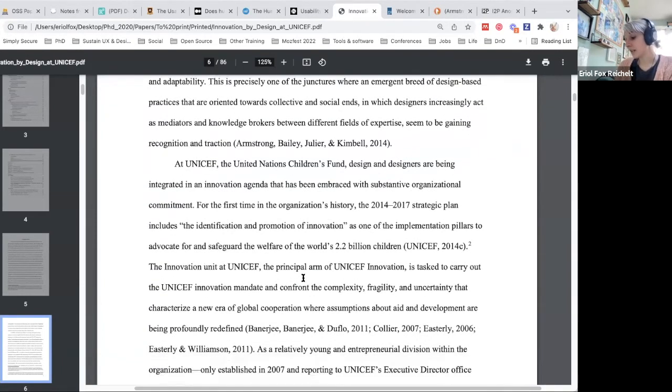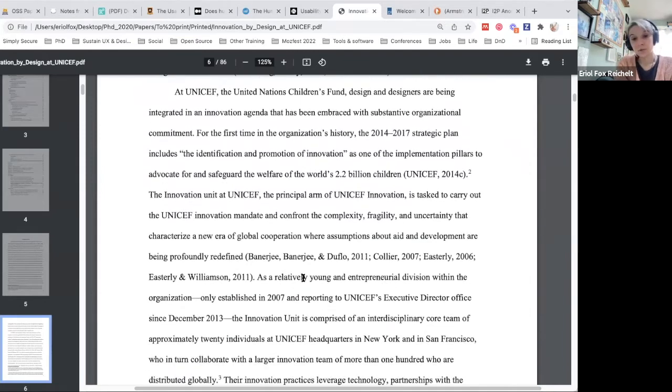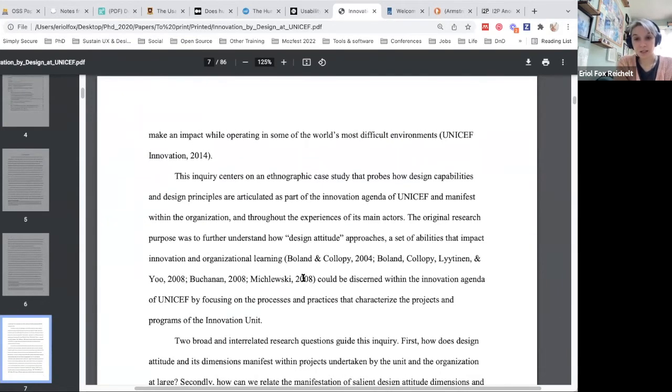So there's lots of detail then about UNICEF's definition. Really, the next bits that are highlighted for me is how design capabilities and design principles are articulated as part of the innovation agenda of UNICEF and manifest within the organization. This is interesting to me as well. I'm particularly interested in design capabilities and design principles articulated as part of the innovation agenda within UNICEF, but in direct relation to open source software.